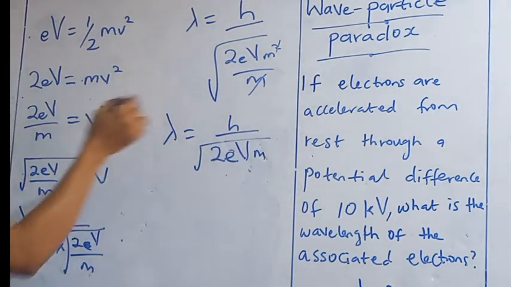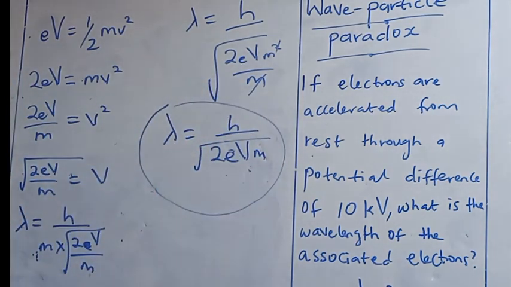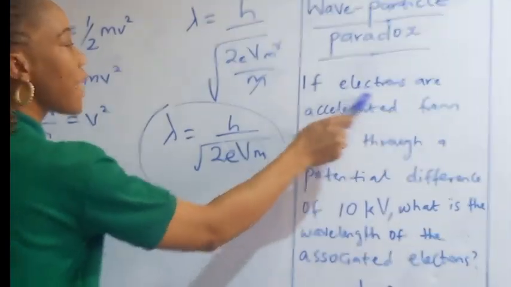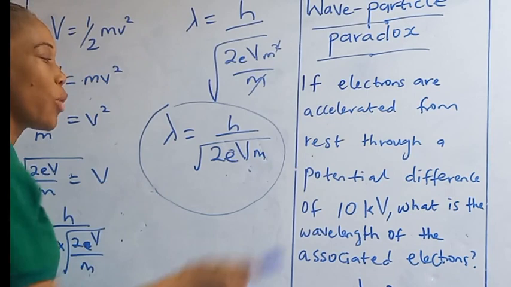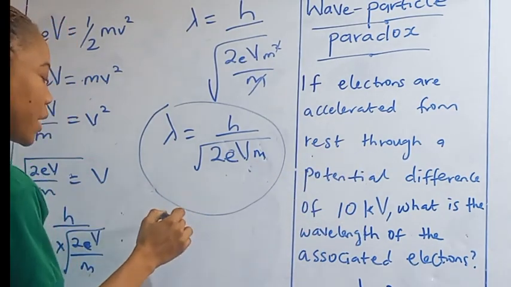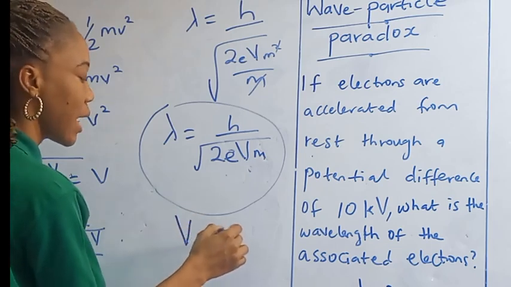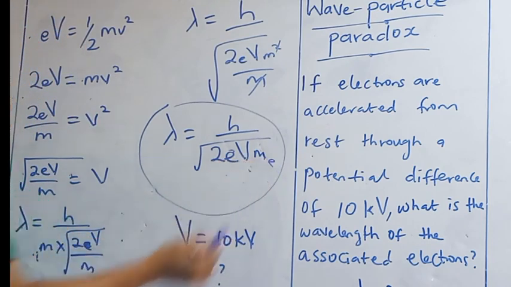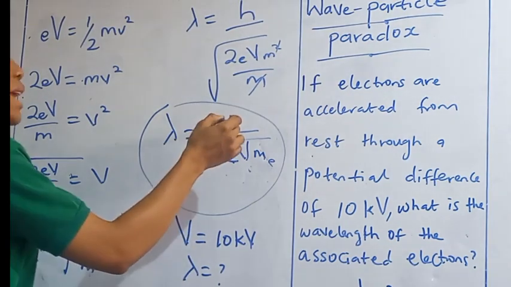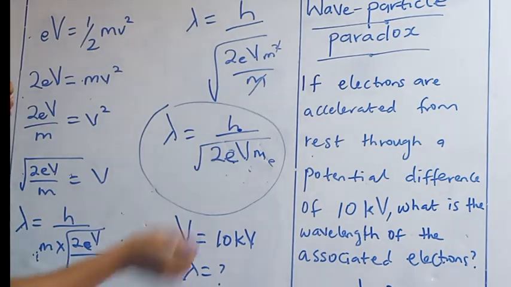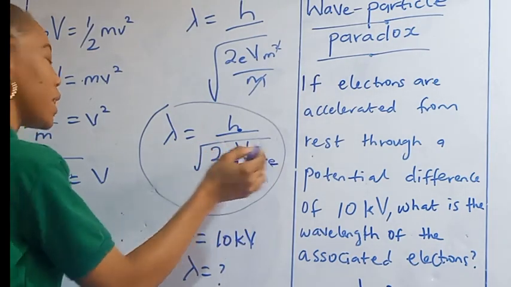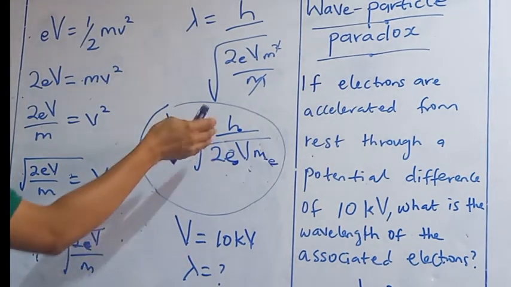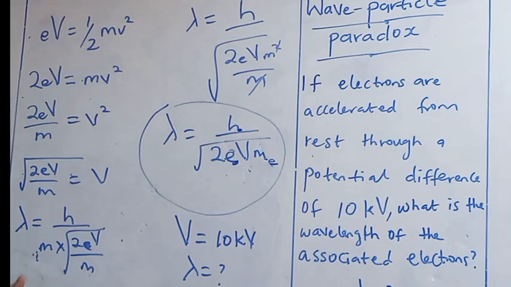This is the formula we need to solve this JAMB problem. Now, if electrons are accelerated from rest through a potential difference V given as 10 kilovolts, what is the wavelength? Now, remember, we know the mass of the electron. We know the charge of an electron. They are constants. They will all be given. And then Planck's constant, this is a constant, it will be given. Mass of an electron is a constant, it will be given. We'll put everything into the formula to get the final answer.